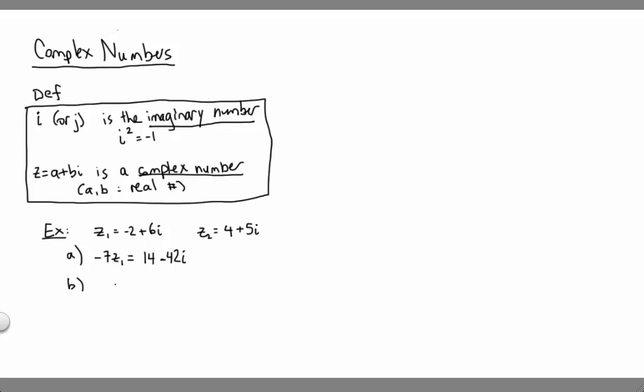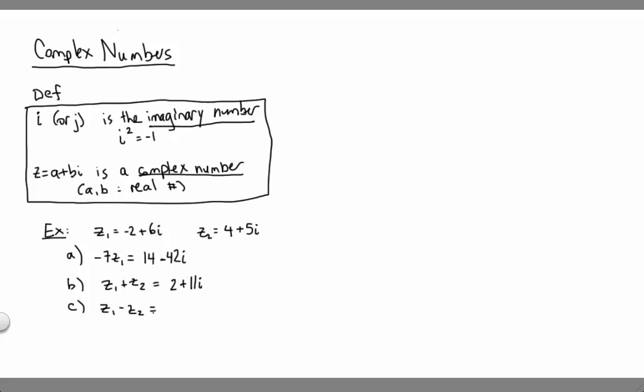Part B, let's try adding these two complex numbers together. So z1 plus z2, we're going to add the real parts together. -2 plus 4 would give us 2. And then just add the imaginary parts together. 6i plus 5i gives us 11i. Altogether, 2 plus 11i.